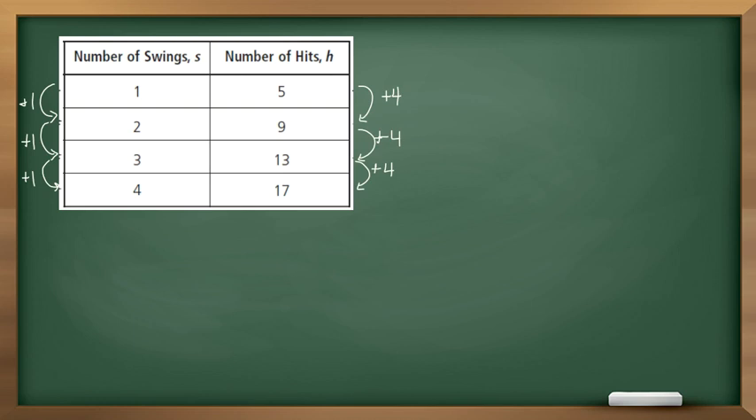For the next one, we'd go 4 times 3 is 12, plus 1 is 13. And then 4 times 4 is 16, plus 1 is 17. So we seem to have figured out what we're doing here. So to get the number of hits, you need to multiply the number of swings by 4 and then add 1.